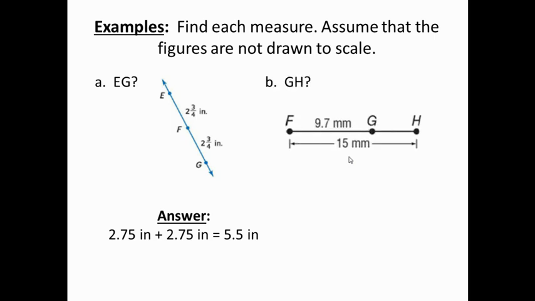GH. So here's this figure. GH is this missing piece. Well, if I have the whole piece and I have this piece right here, I should just subtract them. So 15 millimeters minus 9.7 millimeters is 5.3 millimeters. So these are two examples of betweenness of points, using line segments.